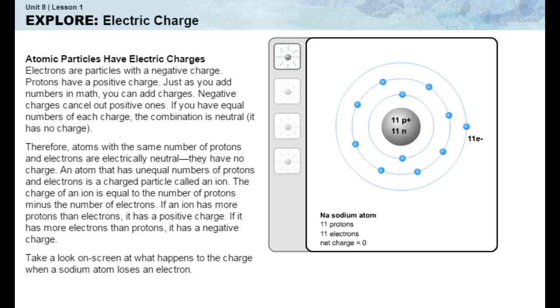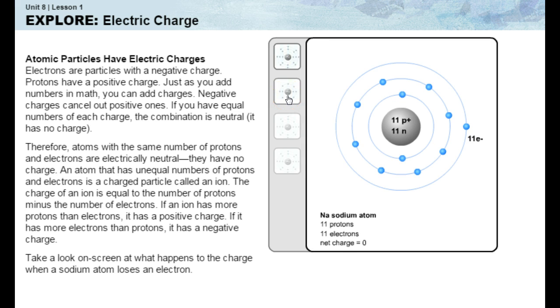They have no charge. An atom that has an unequal number of protons and electrons is a charged particle called an ion. Now, this should be a review for many of you. We learned about ions. The charge of an ion is equal to the number of protons minus the number of electrons. If an ion has more protons than electrons, it has a positive charge. If it has more electrons than protons, it has a negative charge.